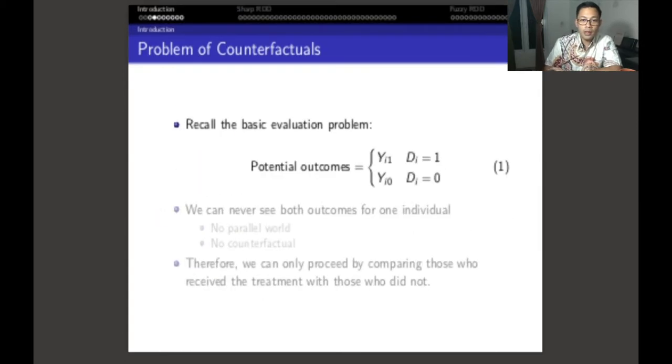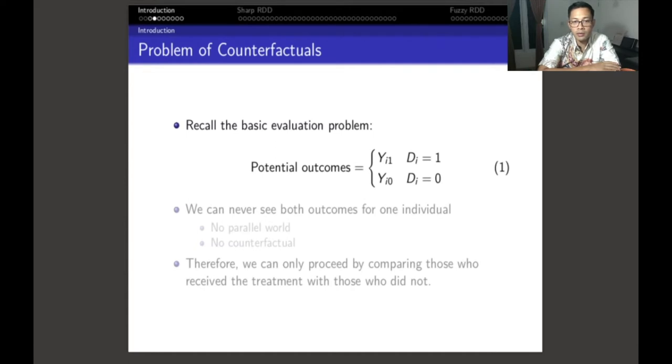Okay, so let's start with recalling the problem of counterfactuals. In the basic evaluation problem materials, we've seen that for each individual i, we aim to see potential outcomes. The first one is Yi1, which is the outcome if the individual receives a treatment, Di equals 1, and then the counterfactual, which is Yi0, the outcome when the individual did not get the treatment, or Di is equal to 0. Now, the issue is that we can never see both outcomes for one individual. In other words, there is no parallel world, or there is no counterfactual. And so what we end up with is that we can only proceed by comparing those who received the treatment with those who did not.